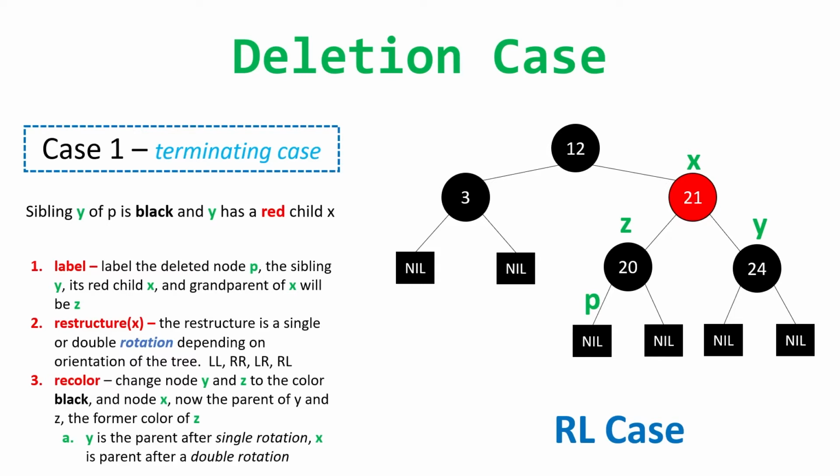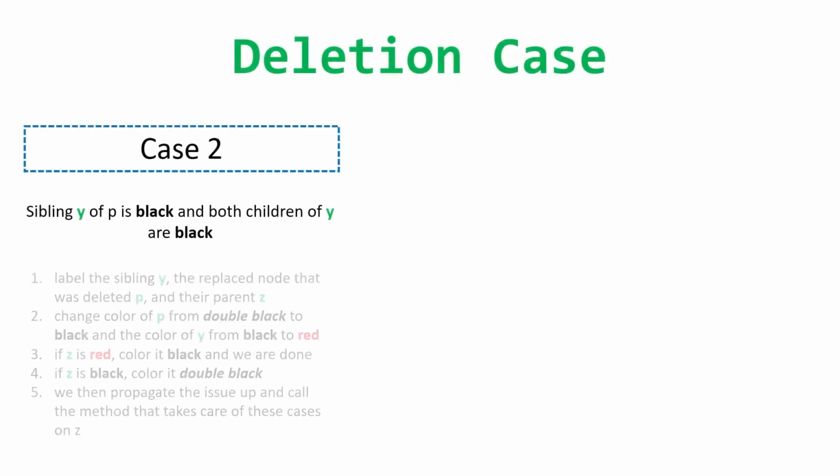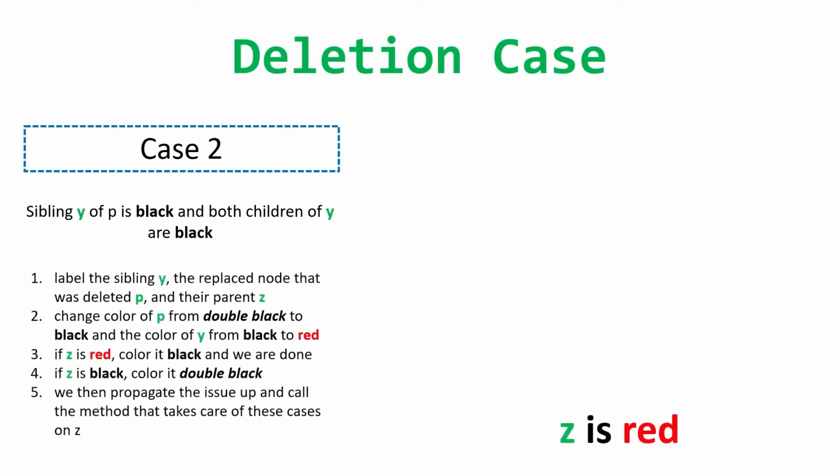Okay, I hope you've been following along. This is a lot, okay? This is a lot. But you can do this, and now we can move on to the second case, which doesn't have all of these subcases like this does. So case number 2. This is when the sibling Y of P is black and both children of Y are black. In case 1, one of the children of Y were red.